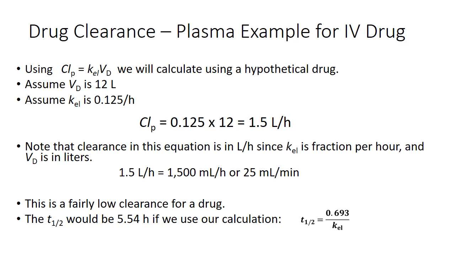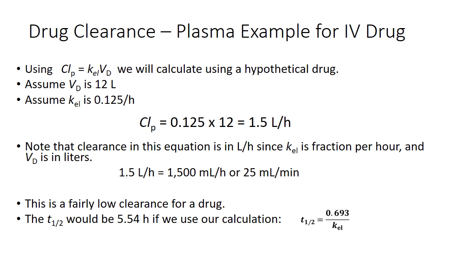So in this example, we'll use that final equation to calculate with a hypothetical drug. For this example, I want you to assume a patient's volume of distribution is 12 liters. Their elimination rate constant is 0.125 per hour. And all you'd simply do is plug them in and get 1.5 liters per hour. So you see how the units end up? Because the volume of distribution is in liters, the KEL is per hour, that ends up working out to those units, right? 1.5 liters per hour.